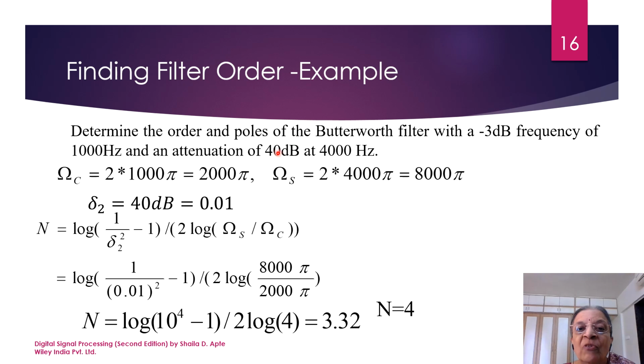All right, because it is attenuation in the magnitude response, we have written 1 upon delta 2 square. So omega c, the cutoff frequency, is 2 pi into 1000, that is 2000 pi. This is angular frequency. Then omega s, the stop band, is 2 pi into 4000, so 8000 pi. Delta 2, that is attenuation in the stop band, is 40 dB, so it is 0.01. So we directly use this equation for calculation of n: log of the square root of 1 upon delta 2 square minus 1, divided by twice log of omega s upon omega c.